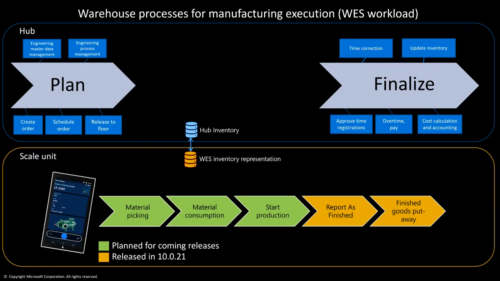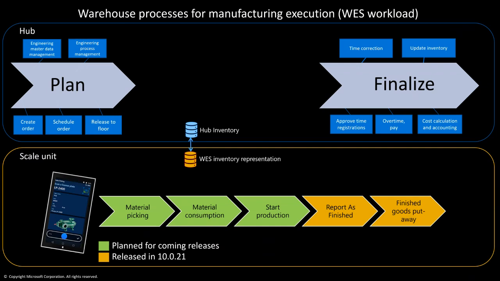In addition to those production floor interfaces, we also support the warehouse mobile app in manufacturing scenarios via our WES workload. So again, just like in the previous example, all planning phase activities are performed on the hub. Same set of steps to generate the orders and release to the floor. But now if there are material movements or inventory as part of these transactions, we also have the ability to perform these on the scale units as well.